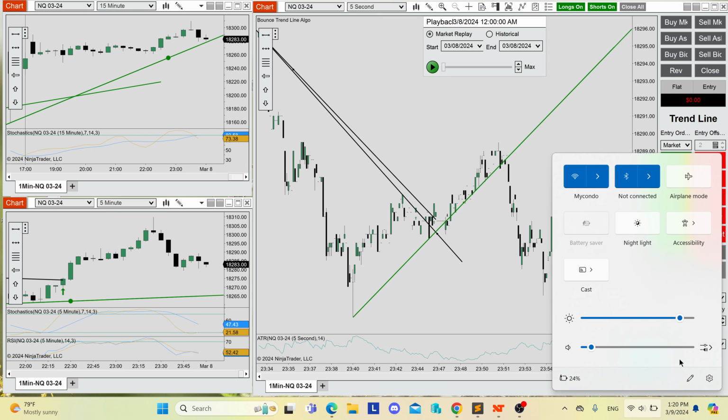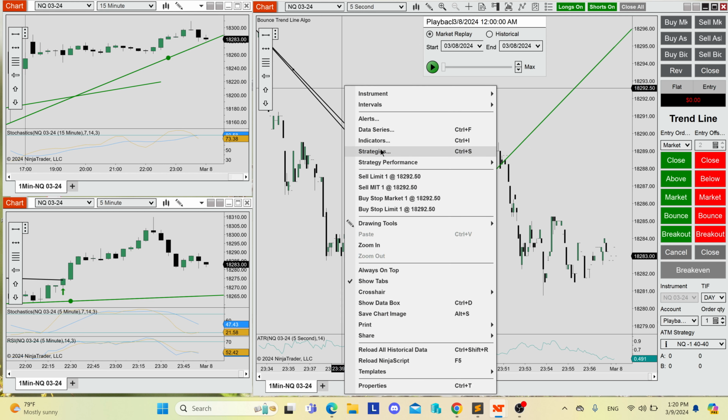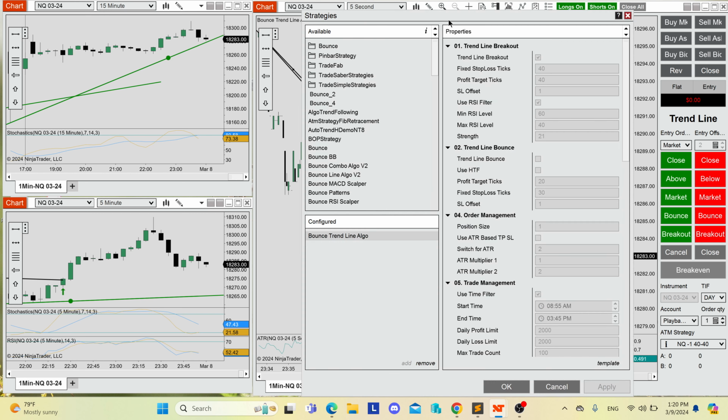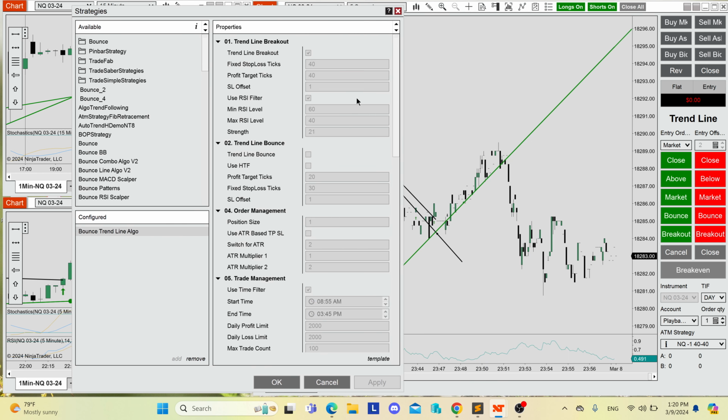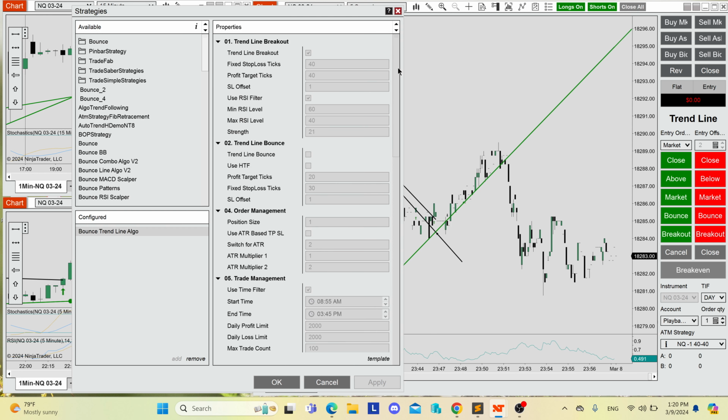Hello traders, I want to inform you that there's a newer version of the bounce trendline algo, with some slight changes to it, so I wanted to show it to you. Here's the layout. It's been modified a little bit, so you have this trendline breakout strategy related to it. We have a trendline bounce. It probably needs a little more work for a bounce strategy.